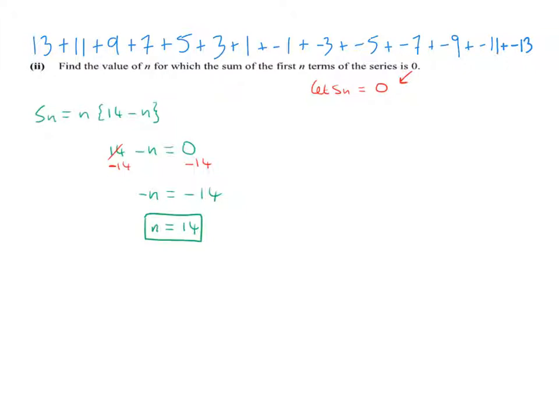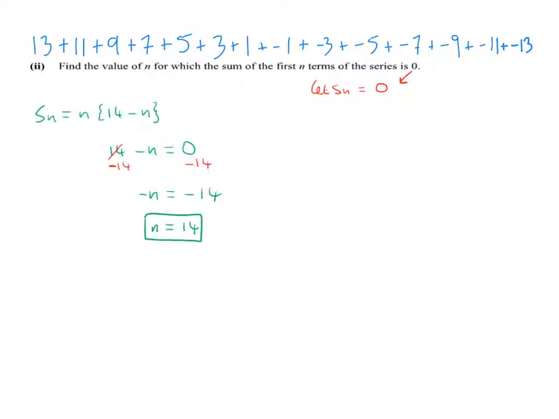11 take away 11 will cancel out. 9 take away 9 will cancel out. 7 take away 7 will cancel out. 5 take away 5 will cancel out. 3 take away 3 will cancel out. And 1 take away 1 will cancel out. So you'll be left with 0, which is what we're interested in. Alternatively, you could just put all of that into the calculator and you will end up with 0.